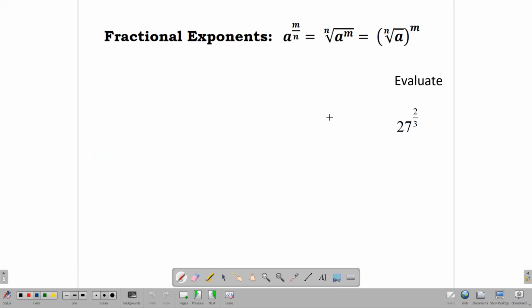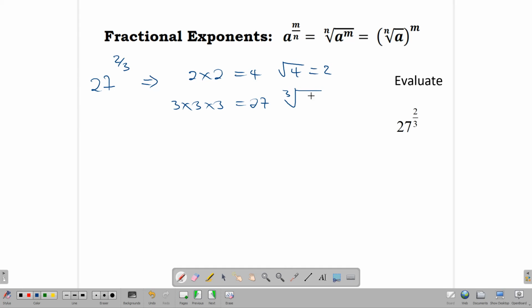Now, when we're dealing with other numbers there, for example, 27 to the 2/3, the 3 here tells us that we must find the cube root of 27. And how do cube roots work? Just as 2 times 2 gives you 4, so we can say the square root of 4 gives you 2. Then, for example, 3 times 3 times 3 gives us 27, and we can reverse that and say, what is the cube root of 27? And the cube root of 27 goes back to being that number there, 3.